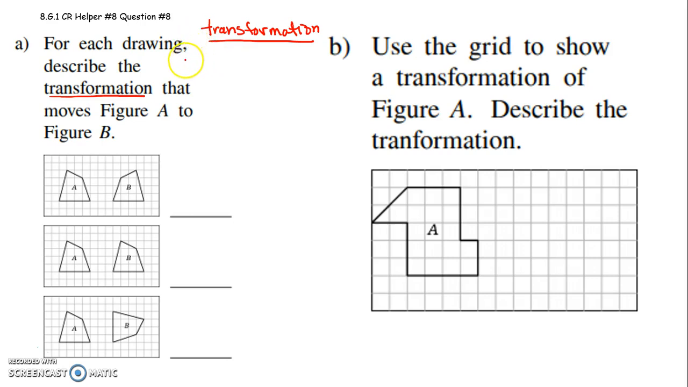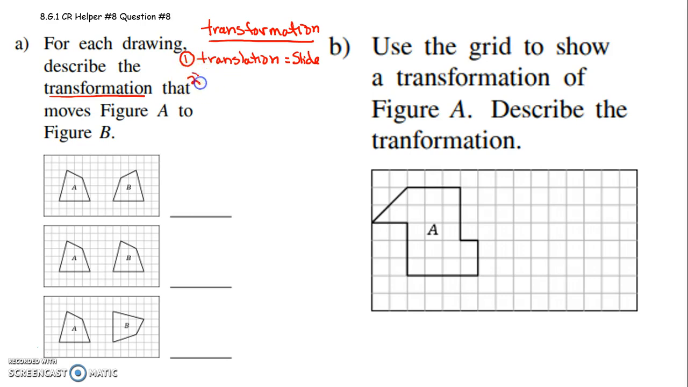We have 3 types of transformations we focus on in the congruence unit, and then for similarity we add on a 4th transformation. The first transformation you're going to be discussing in this unit is called a translation. A translation is just a slide of the figure. You don't turn the figure, you don't flip the figure, you literally slide it from one location to another.